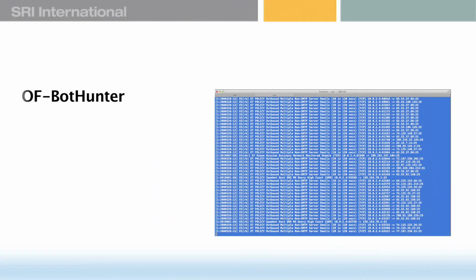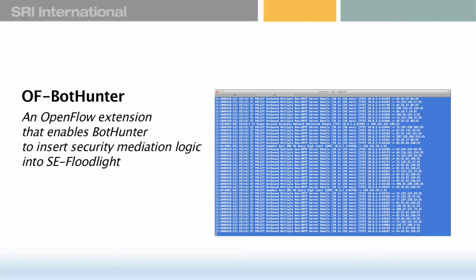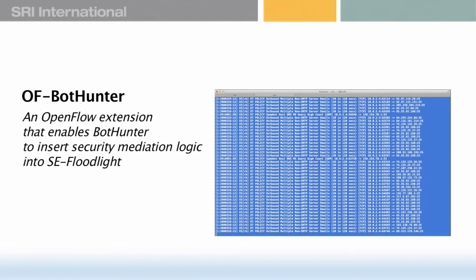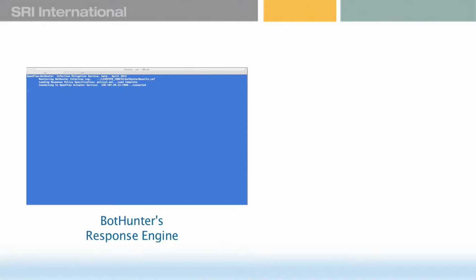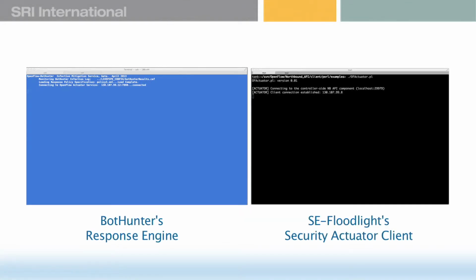Here, we will use OF Bot Hunter, an OpenFlow extension that enables Bot Hunter to insert security mediation logic into SE-Floodlight. The blue console shows Bot Hunter's response engine, while the black console shows SE-Floodlight's security actuator client. The response engine evaluates new infection profiles generated by Bot Hunter against mediation policies that we specify using an XML configuration file. Bot Hunter itself does not incorporate a native understanding of OpenFlow.